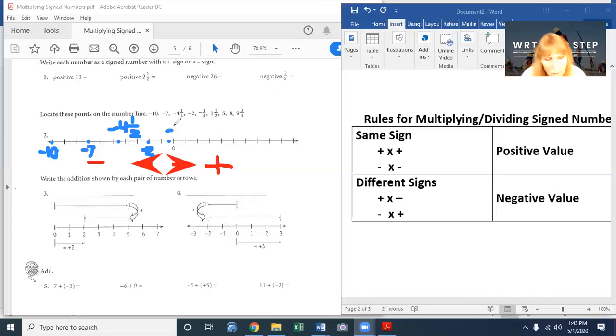So this is negative 1/4, like that. And then we have positive 1.5. So now which side of 0 are we going to be on? Yeah, the positive right side. So we have positive 1.5.